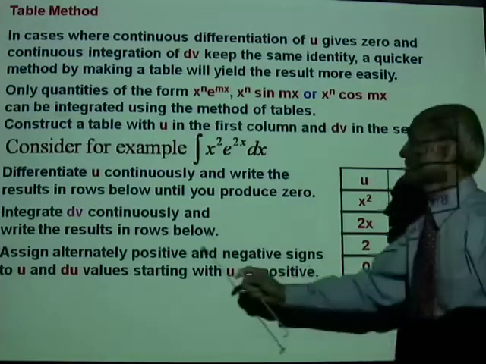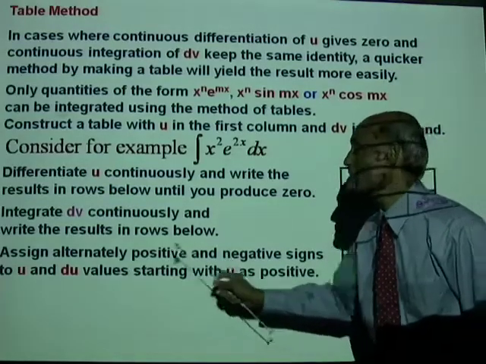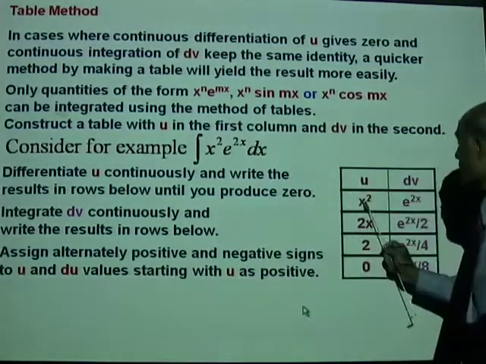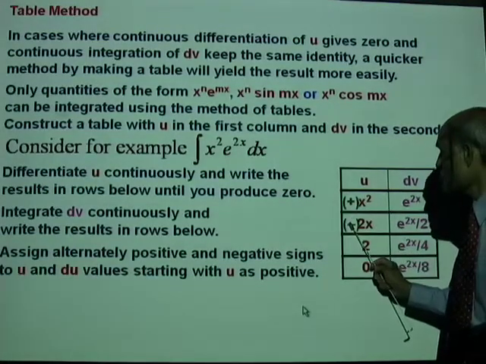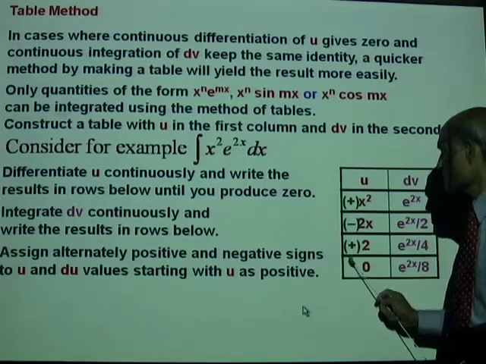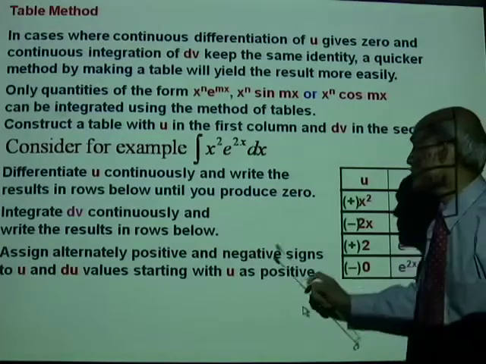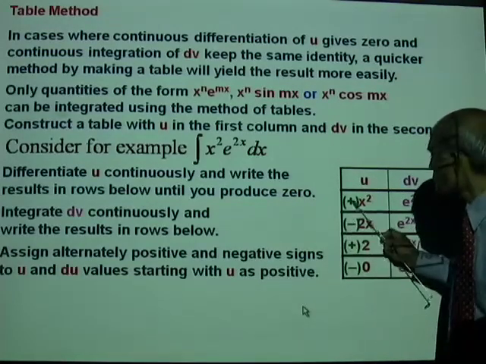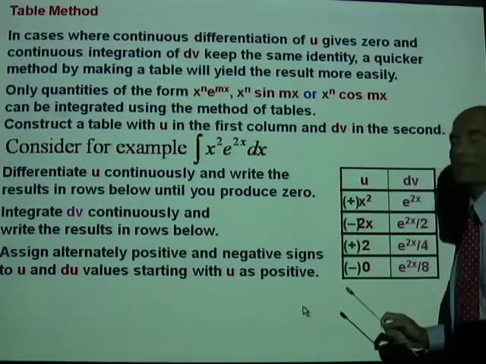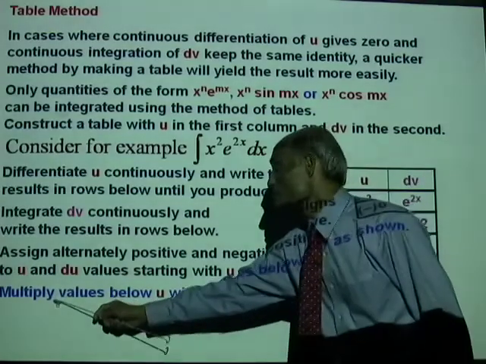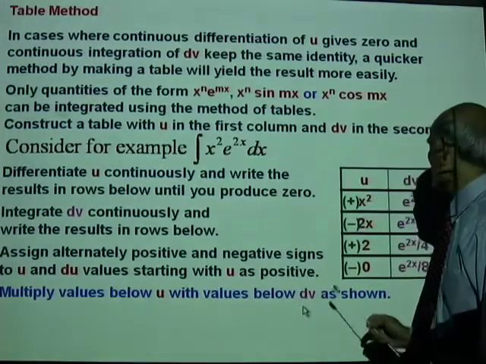What is the next thing? Assign alternately positive and negative signs to the u values. So, if the first u is positive, then the next will be negative, the next will be positive, and the next will be negative. Assign positive and negative signs to the values. And that's what I have done here. Then, multiply the values below u with the values below dv.